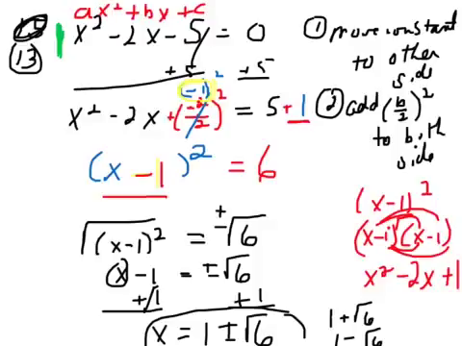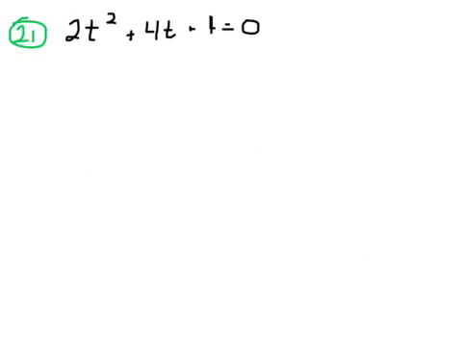I can't have like 2x squared there and complete the square. I've got to get rid of it. And I do that by dividing things out. So let's pick one like that and do one like that so I can demonstrate that to you. Okay, I think the only one I really assigned to you that had a number out front was number 21, 2t squared plus 4t plus 1 equals 0.